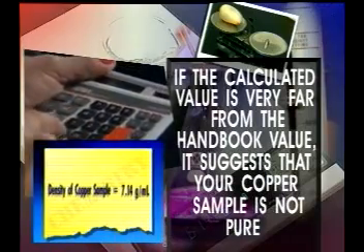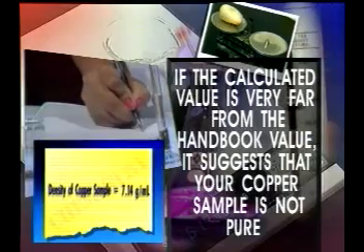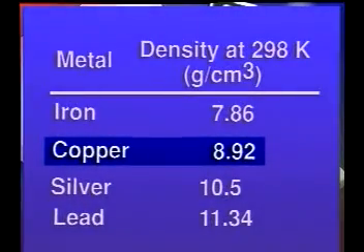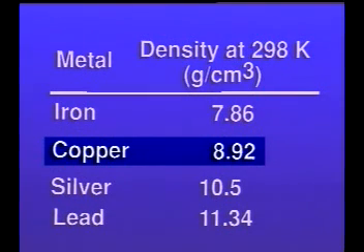If the calculated value is very far from the handbook value, it suggests that your copper sample is not pure. You can use this procedure for any other kind of solid, provided the solid does not dissolve in water or absorb water.